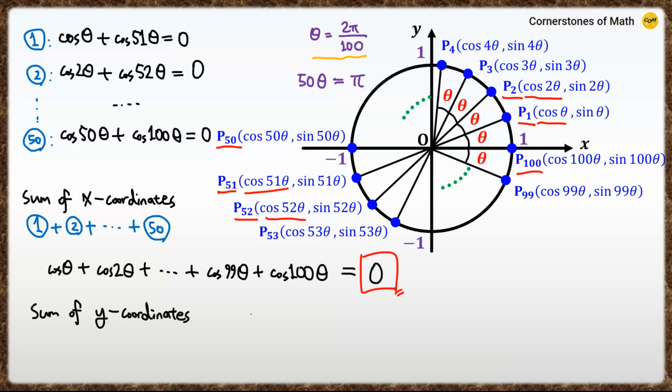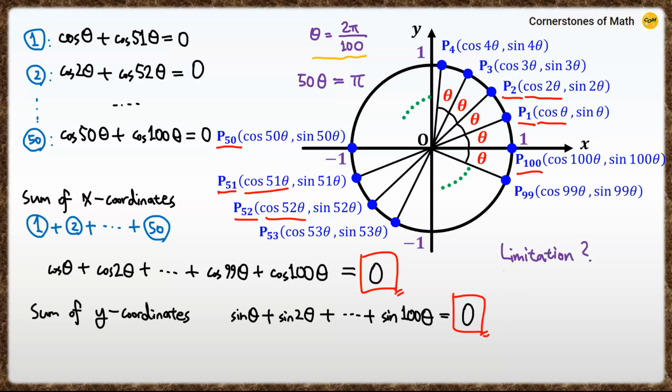And similarly, if we consider the sum of y coordinates, we can obtain sine theta plus sine 2 theta plus so on, all the way up to sine 100 theta equals 0. So we have obtained the answers, but I would like to remind you of the limitation of this method. We have used the symmetry that arises only if n is even. And this makes you wonder, what about the case when n is odd? Can we prove similar identities for a general natural number n?